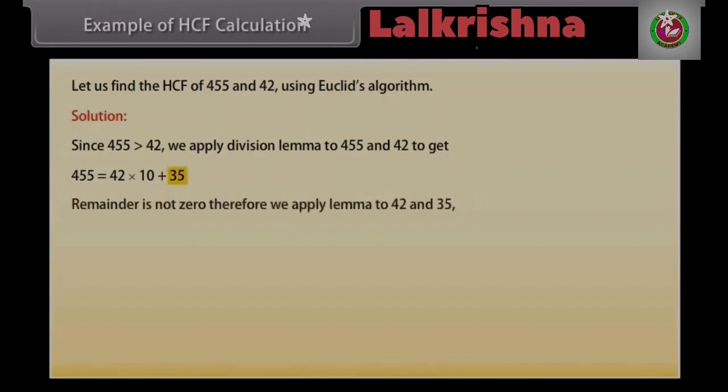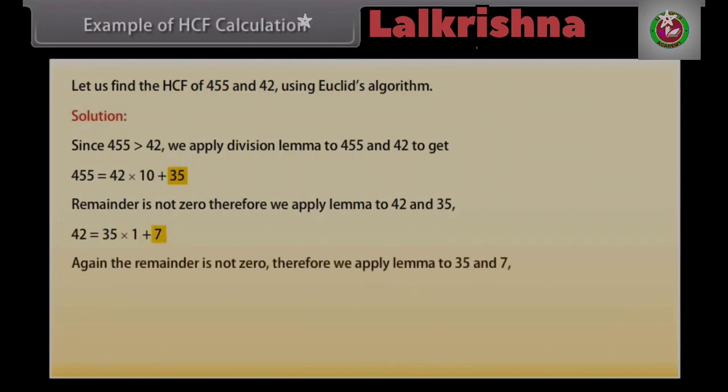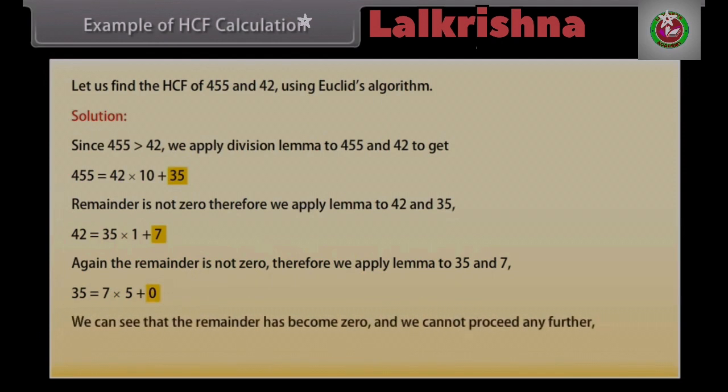Remainder is not 0, therefore we apply lemma to 42 and 35. 42 is equal to 35 into 1 plus 7. Again, the remainder is not 0, therefore we apply lemma to 35 and 7. 35 is equal to 7 into 5 plus 0. We can see that the remainder has become 0 and we cannot proceed any further. Therefore, the HCF of 455 and 42 is the divisor at this stage.